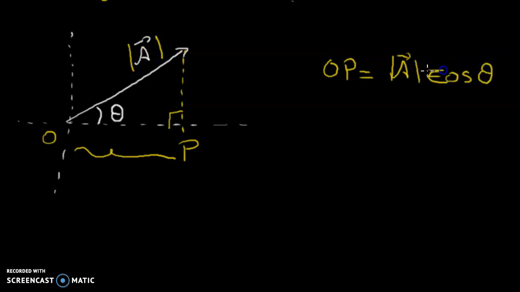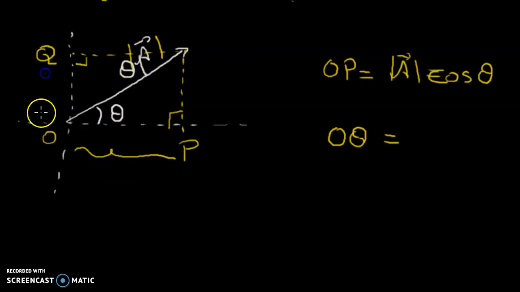And if I say you need to find the projection on the y-axis, I drop another perpendicular over the y-axis and take for example this is OQ. You need to find OQ, so go into that triangle. If this is theta, then OQ becomes perpendicular, and OA again is the hypotenuse.